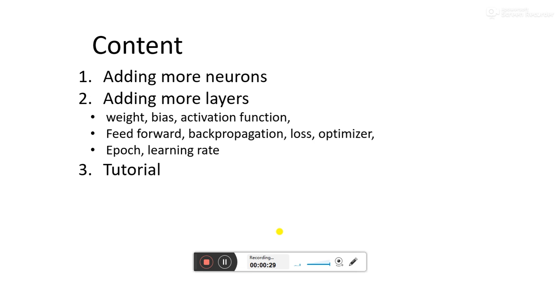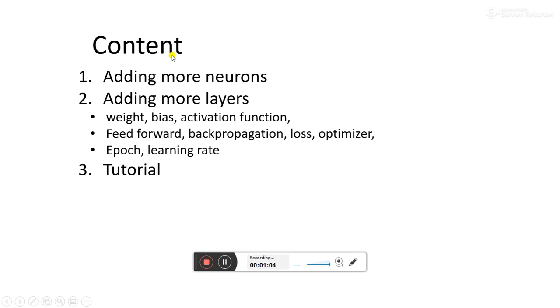All right, today we're going to talk about adding more neurons. Last week was one neuron, a single one. Now we're going to look at more neurons. When we have more than one neuron, two or three, then we're going to add more layers. And on layers we're going to learn about weight, bias, activation function, feed forward, back propagation, loss, optimizer, epoch, and learning rate. And hopefully next we're going to look at some tutorial.